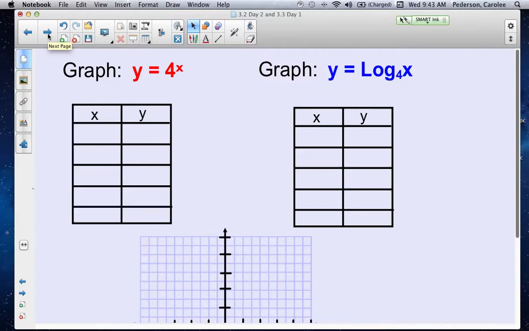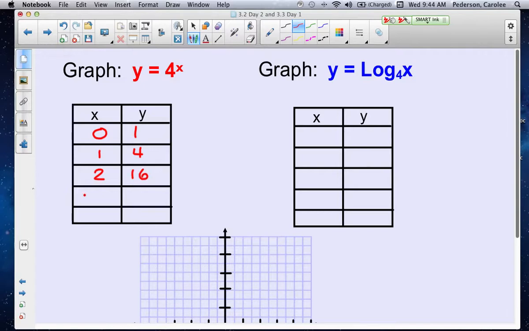So we're going to graph the red function first. Y equals 4 to the x power. So let's substitute 0 into the function. If I substitute 0 into the function, what would I get? 4 to the 0 power is 1. And I substitute 1 into the function. 4 to the 1 power is 4. Substitute 2 in. 4 to the second power is 16.